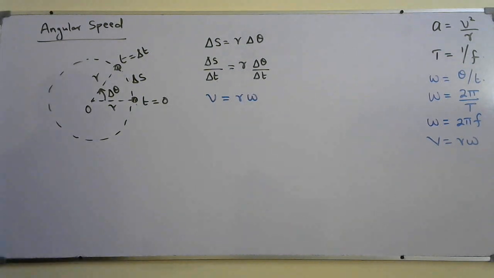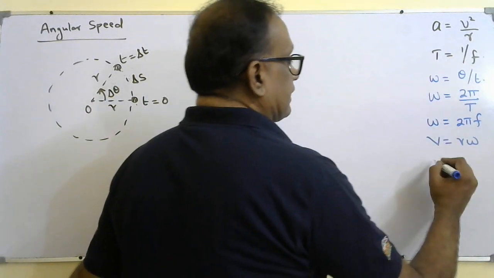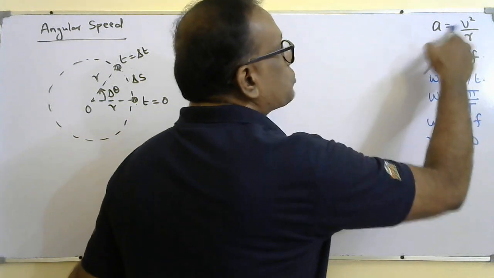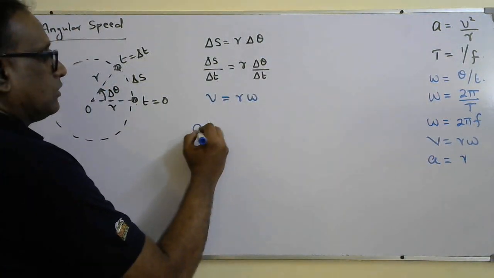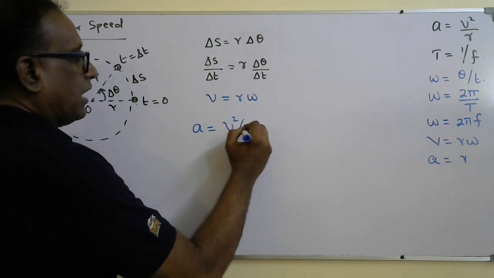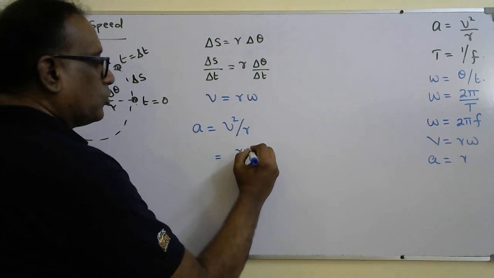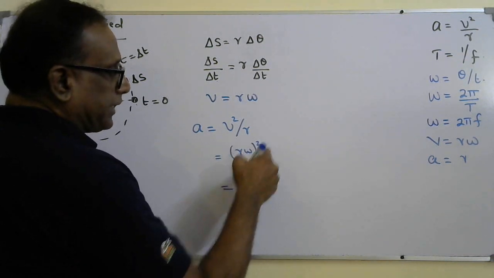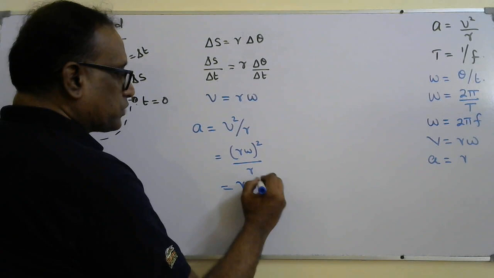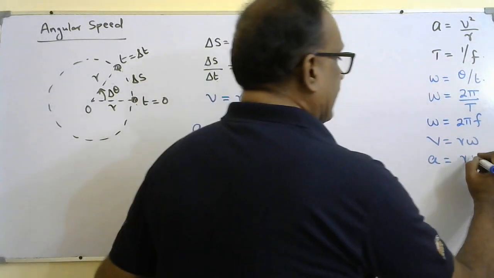Then we can write the equation: a equals v squared over r. Instead of v squared, we can put r omega, all squared, over r. Solve it: r squared omega squared over r gives a equals r omega squared. That is also taken as a standard equation.